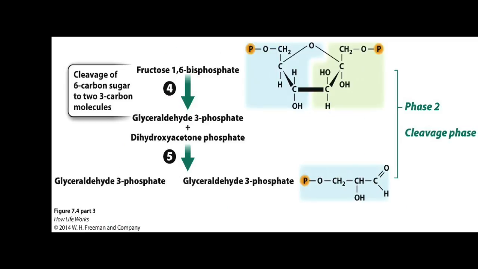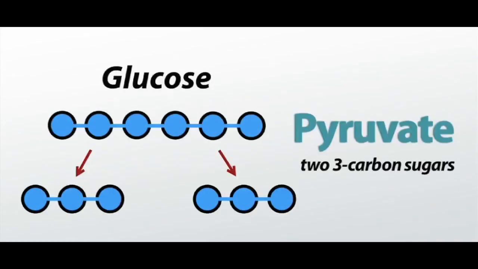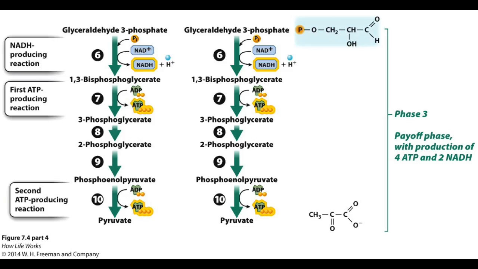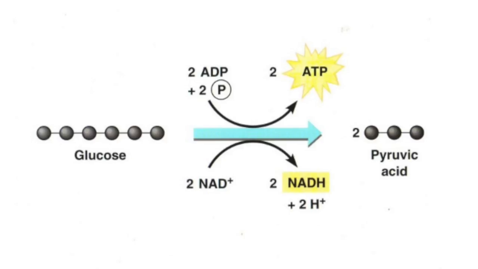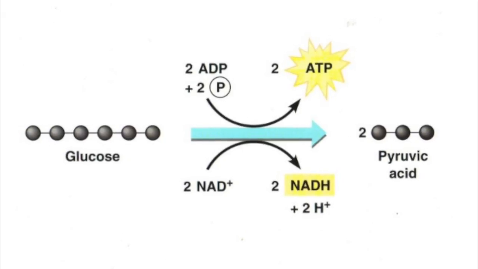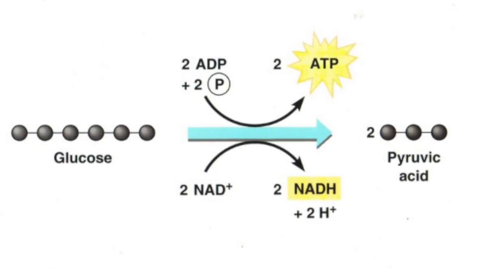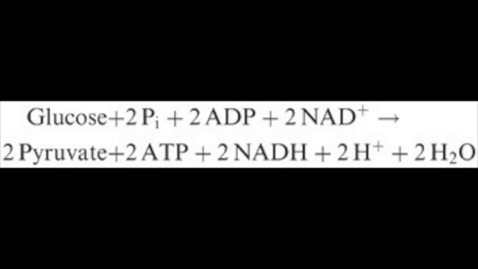In phase 2, or steps 4 and 5, also known as the cleavage phase, this is where the actual splitting of glucose happens. The 6-carbon sugar is now broken into 2 3-carbon molecules which enter phase 3. In phase 3, or steps 6 through 10, also known as the payoff phase, ending not only in the production of 2 pyruvate molecules but yielding 4 ATP and 2 NADH, noting that 2 ATP molecules were consumed in phase 1, gives the net value of 2 ATPs in the final equation.